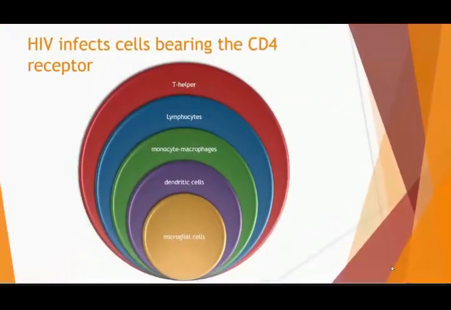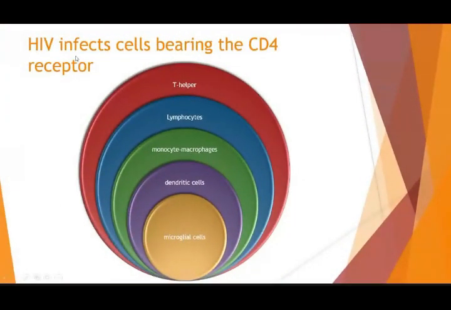So the target cells that harbor the CD4 receptor: the microglial cell, the dendritic cell, the monocyte macrophage, the lymphocyte, including the T helper lymphocyte.